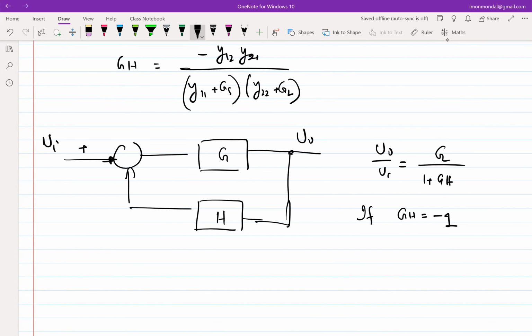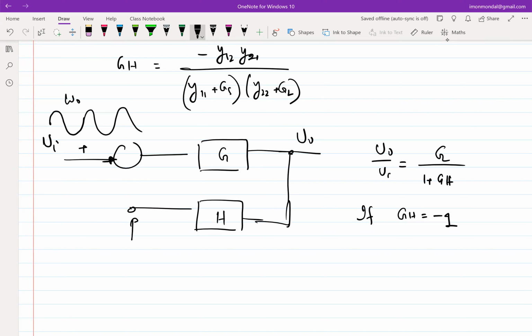So even though I haven't touched stability at all till now, we'll do it later. But in order to see intuitively why stability will be an issue, consider this scenario. Let's assume I don't have this connection, and I apply a sinusoid here. So this is a free running sinusoid at some frequency omega naught. And the system is set up in such a way that GH is equal to -1. So if the system is set up in that way, what will the voltage at this node be?